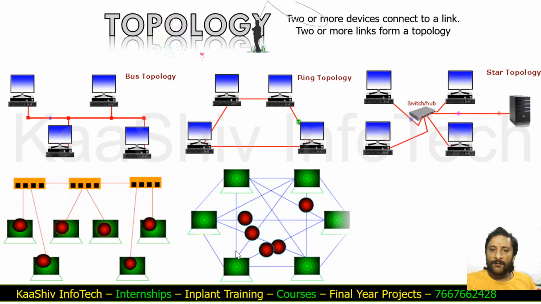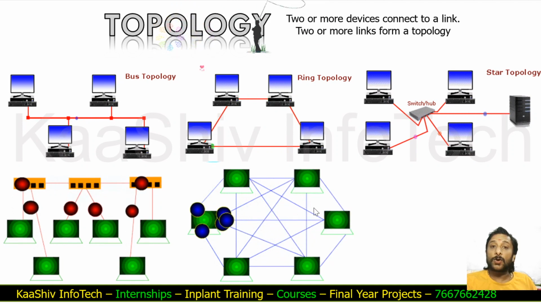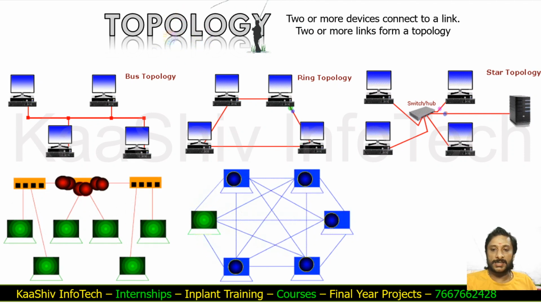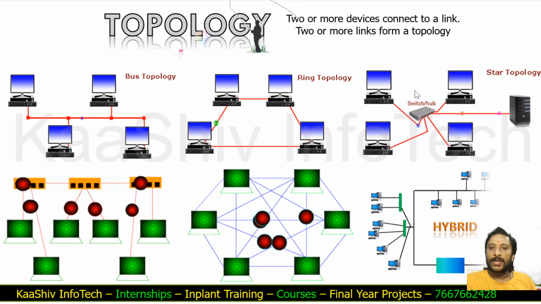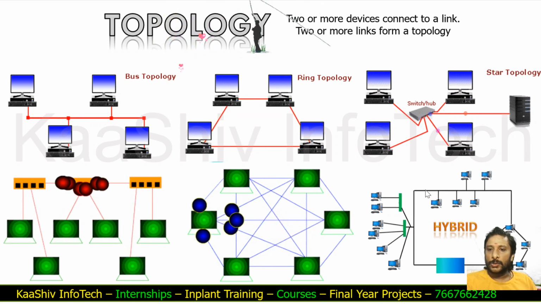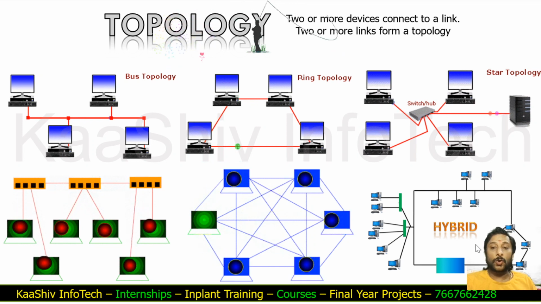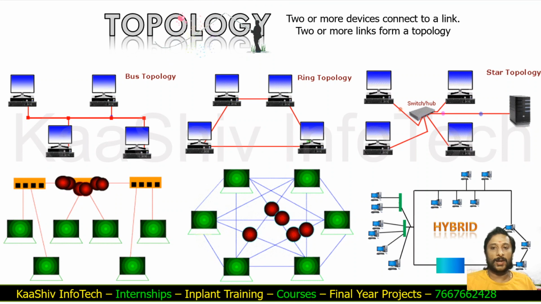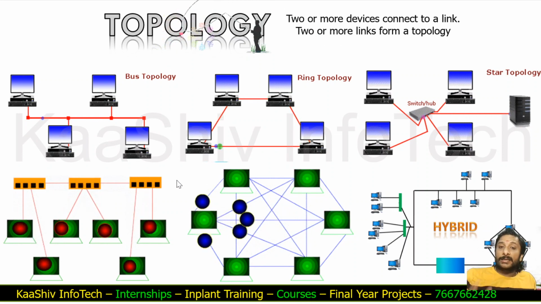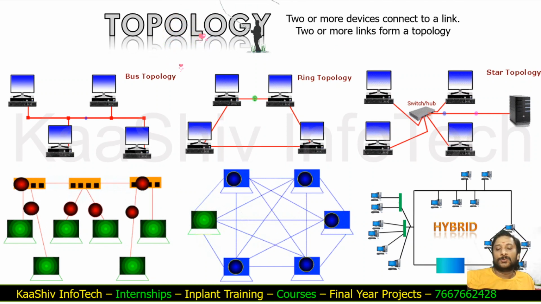From here, every computer is interconnected to other computers like this, and this is called mesh topology. And here is the final one. You can have all these kinds of networks, like a hierarchy one. You got your bus topology, you got a ring topology, everything is connected. That is called hybrid topology. So how your computers are interconnected, on what basis they are interconnected, is called topology.